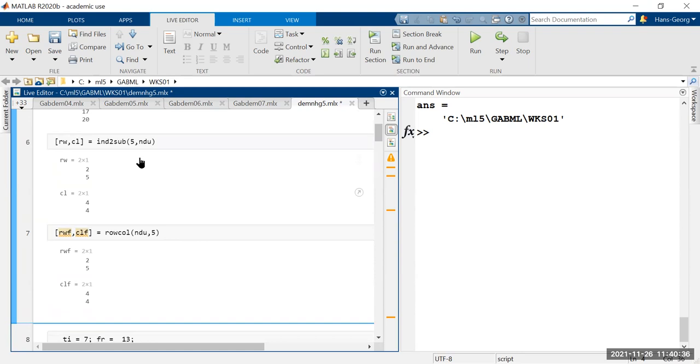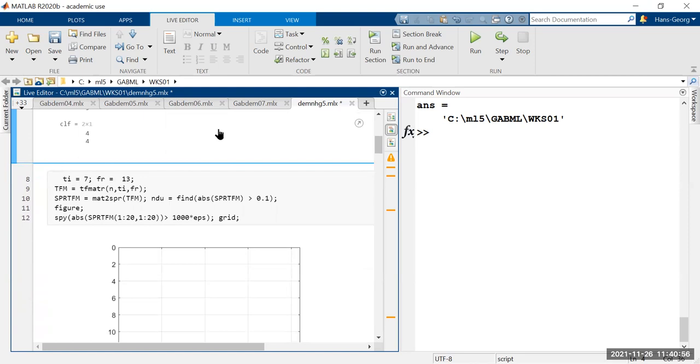Of course, you have to tell the routine what size you expect, because you might have only a few things in a 7 by 7 or a 5 by 5 matrix. That's the only difference. The ind2sub uses the format information at the first position, and we use it in the second position.